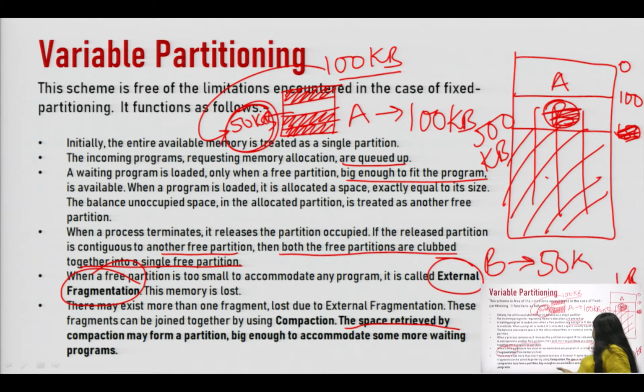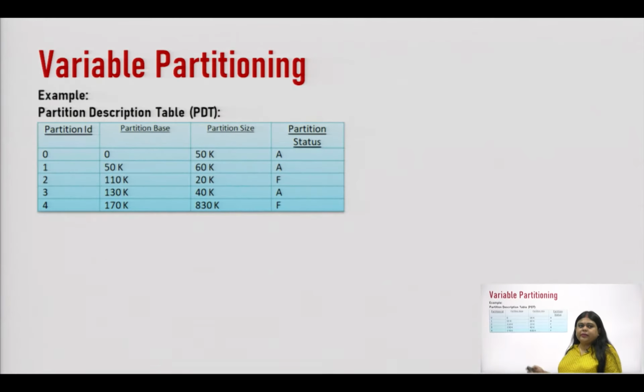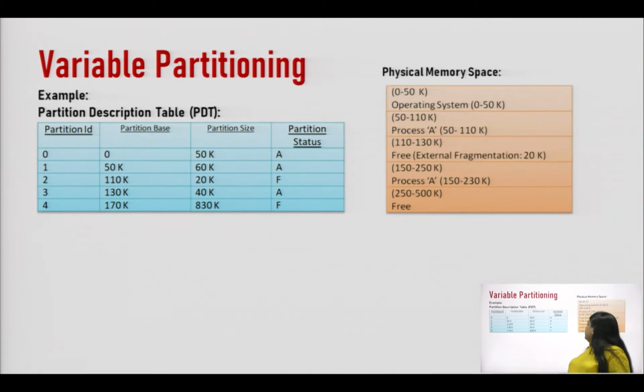and the space that we retrieve or that we get after the process of compaction is big enough that it can take care of any other coming up program or process into the memory. So, this is compaction. Compaction is basically nothing else other than clubbing or bringing all the free space in one place. Okay. Now, this is how variable partitioning takes place.